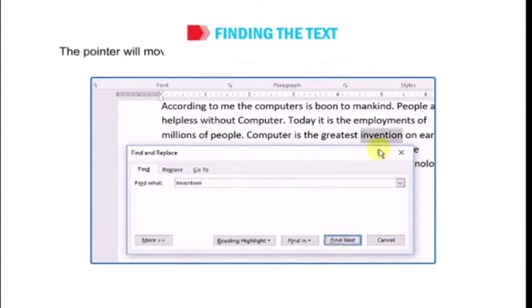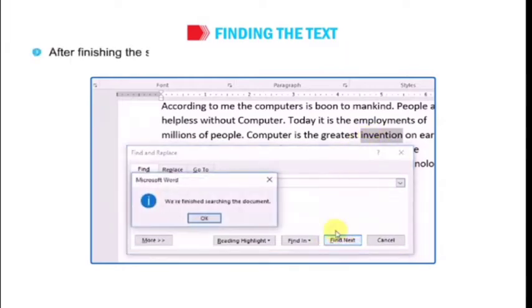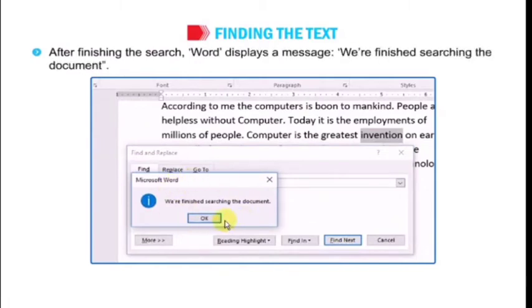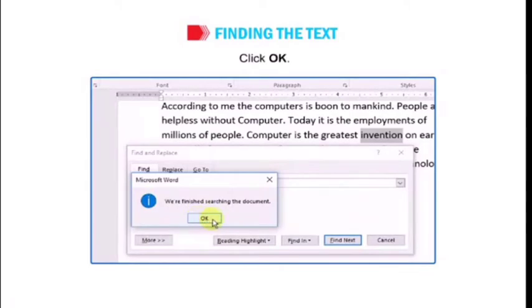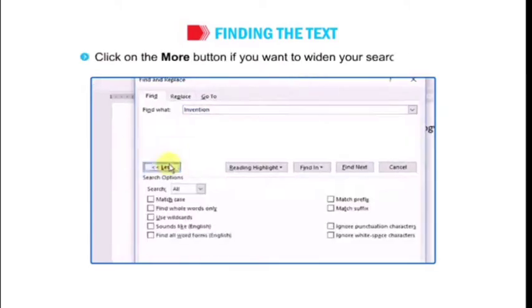The pointer will move to the next occurrence of the search word and the text will be highlighted. After finishing the search, Word displays a message, "We are finished searching the document." Click OK. Click on the More button if you want to widen your search criteria.